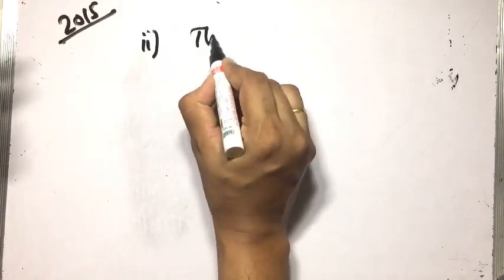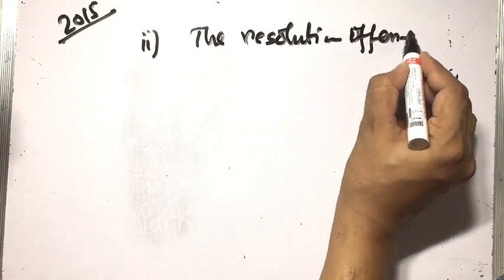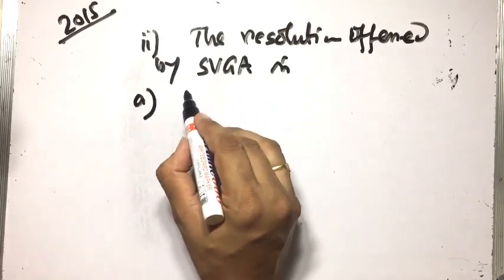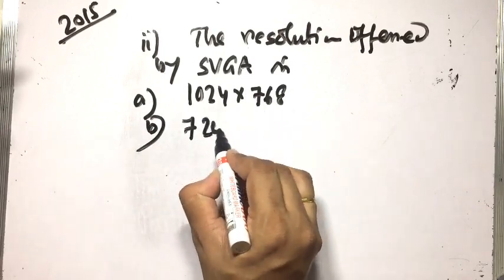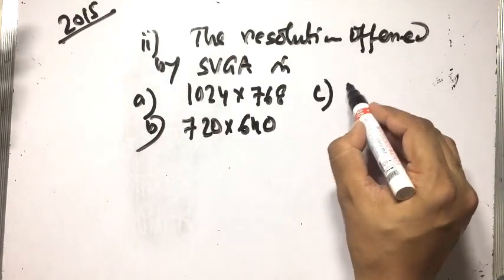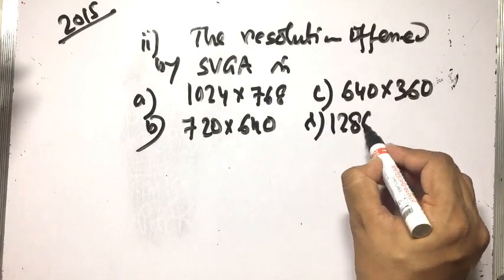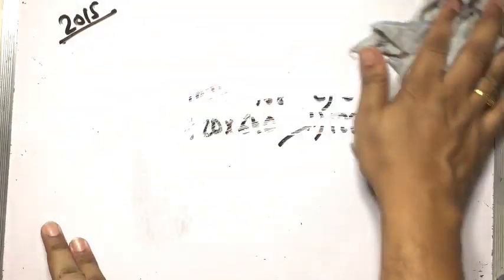Next, question number 2. The resolution offered by SVGA is option A 1024 into 768, option B 720 into 640, option C 640 into 360, option D 1280 into 1024. So the right answer for SVGA is 1280 into 1024. Option D is the right answer.